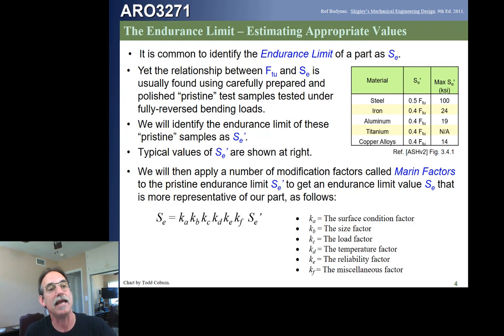So you'll notice we're going to take our S sub E prime just from FTU and the cutoff value, and then we're going to apply our Marin factors. When we're done with that, we will have the endurance limit, which will be our best estimate of how that material will behave.